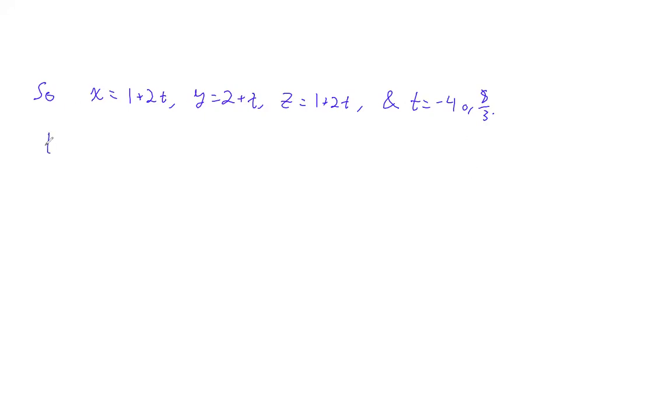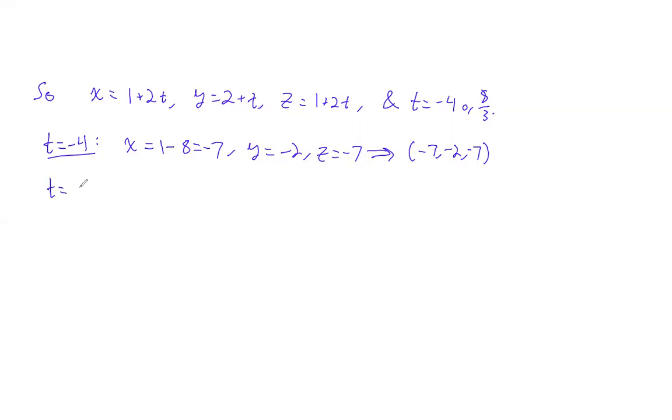So for t equals -4, it goes back into the original parametric equations for the normal line. X equals 1 minus 8 or -7. Y equals -2. Z equals -7 again. So this becomes the point -7, -2, -7.